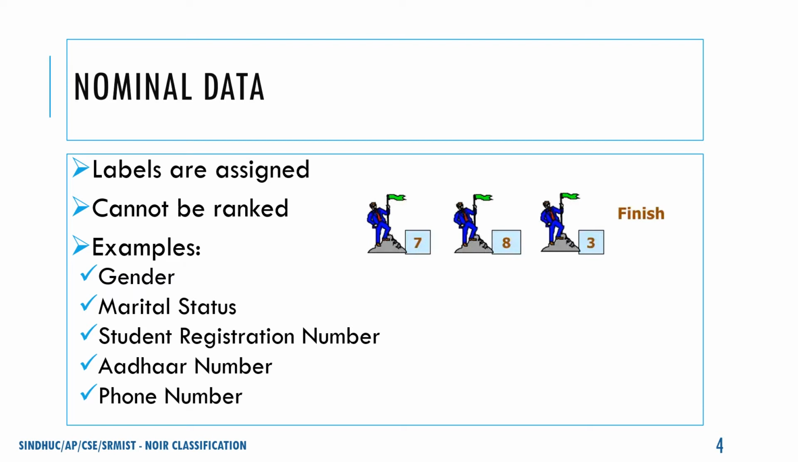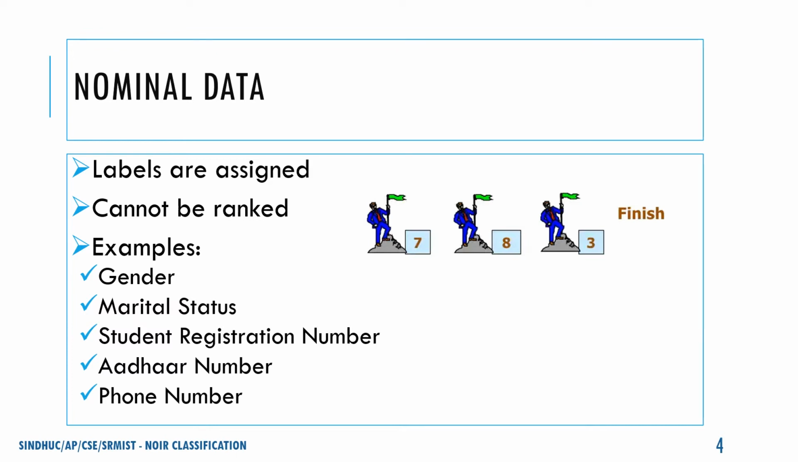Now, the first category is nominal data. Nominal data is based on the labels given to a particular item. So in this picture, you can see that there are three people who have finished a race. The numbers 7, 8, and 3 are the labels given to those athletes before the start of the race. Just because a person gets number 7 or 8 or 3 before they started the race, we cannot say that number 7 is lower than number 3 or 8. These are just labels, and these numbers cannot be used to rank them.